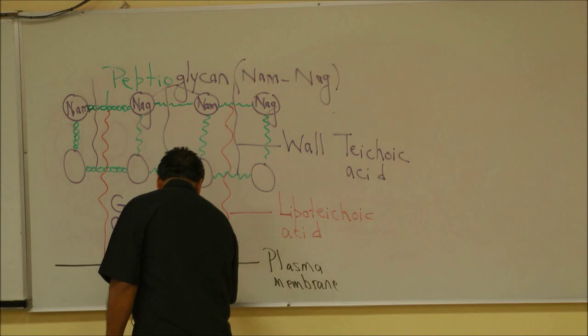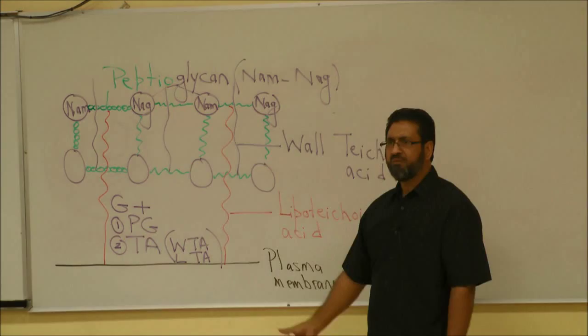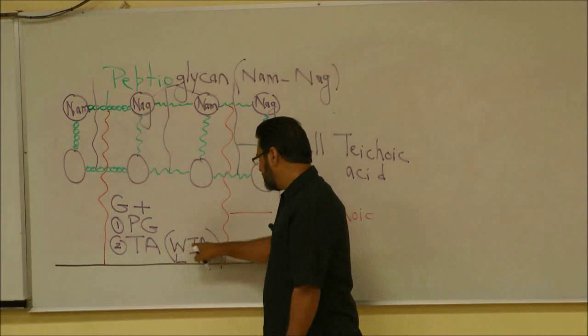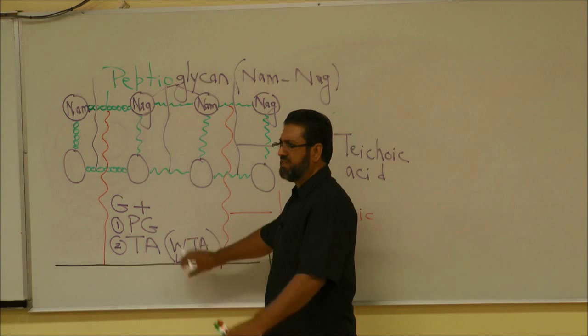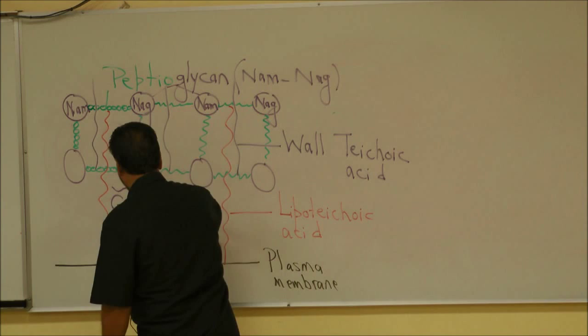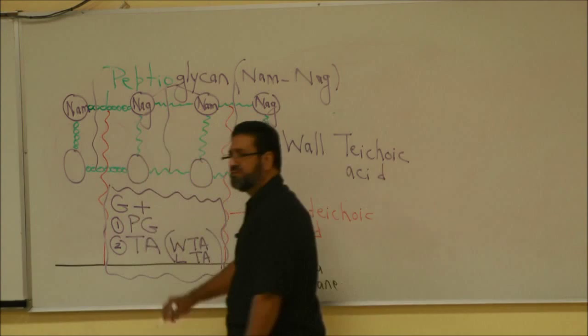this is your teichoic. That's your entire gram-positive cell wall. That's it, number one and two. TA is teichoic acid, WTA is valteichoic acid, and LTA is lipoteichoic acid. If you don't want to remember any of this diagram and just remember this, you're in good shape. That's gram-positive cell wall.